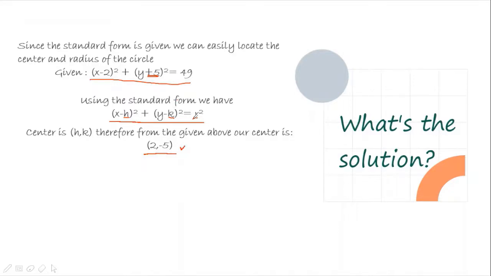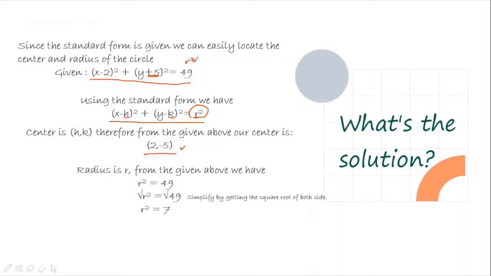In the standard form, we have r square, so this is our r square. Let's now find the radius itself, the r, not the r square. Since the r square is 49, to get the value of r we will remove the exponent. To remove the square, we get the square root of both sides. So the square root of r square.